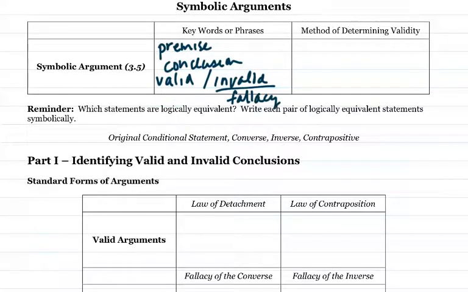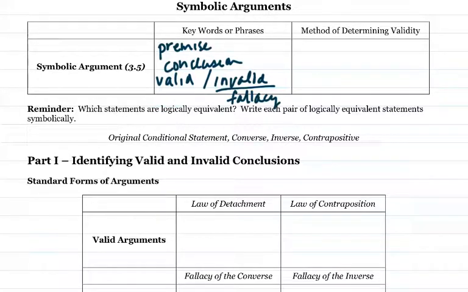So when we have a symbolic argument, we're given a set of premises and we are given a conclusion, and then it's our job to figure out if our conclusion is valid. So an argument is valid when its conclusion necessarily follows from a given set of premises, and an argument is invalid or a fallacy when the conclusion does not necessarily follow from the given set of premises.